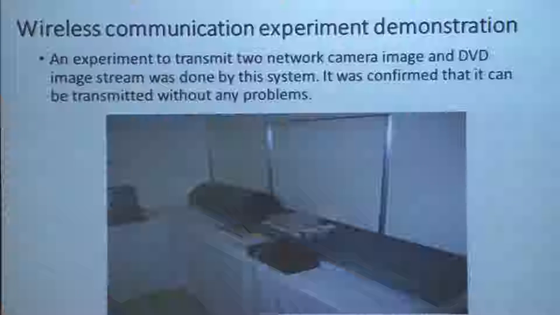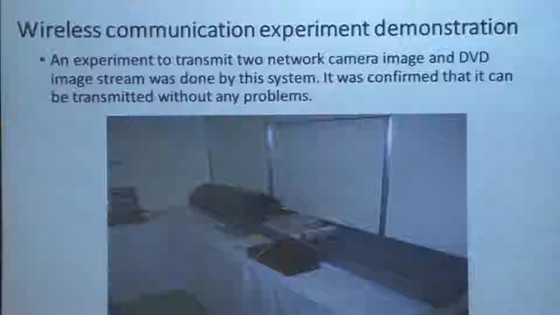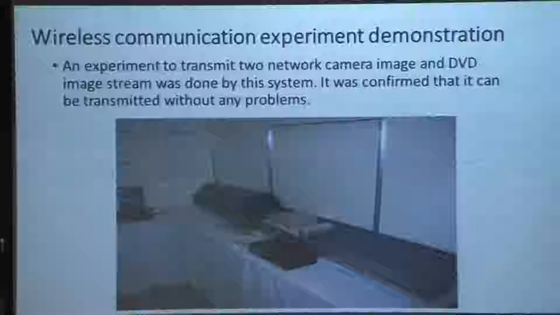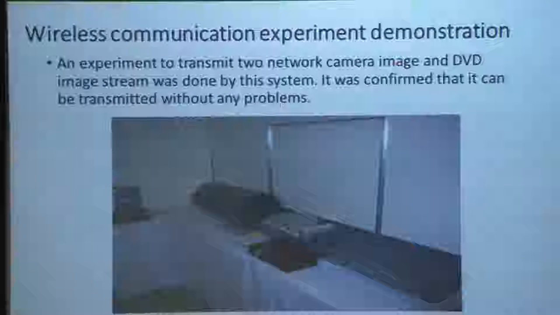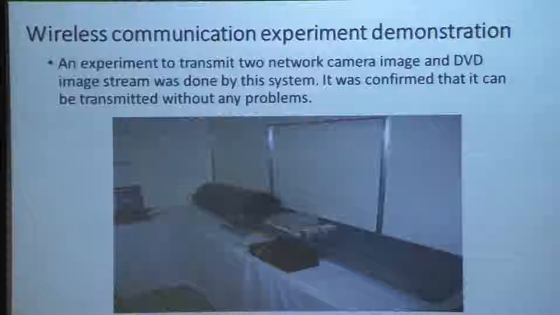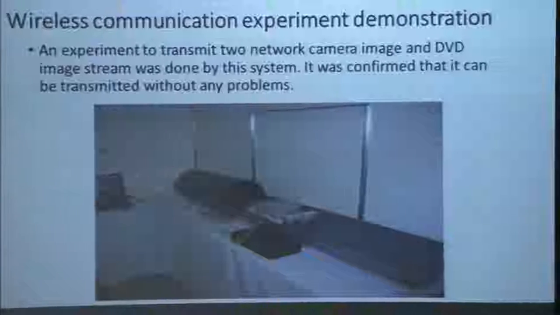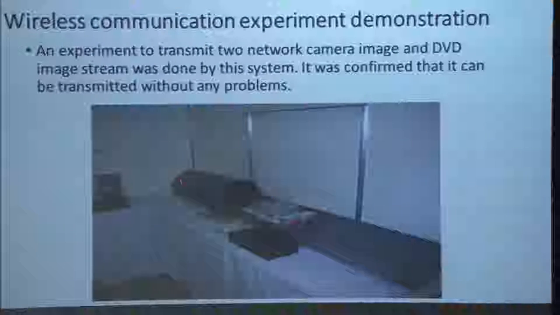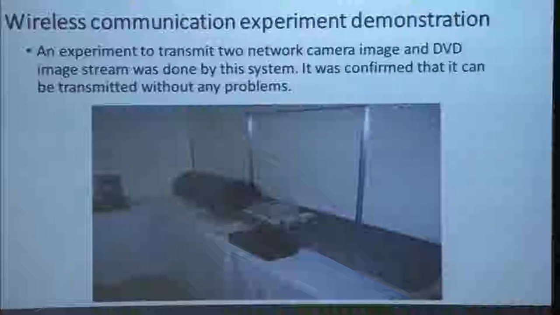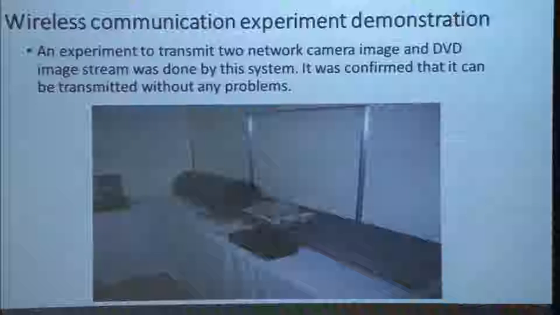And this is an exhibition where we made a demonstration of the performance. And an experiment to transmit two network cameras here, and a DVD image stream put here and transferred to this side, the base station, okay? And we check the performance. This is a monitor, two camera monitor, and the DVD data stream by using the camera, okay? It was confirmed that it can be transmitted without any problems.